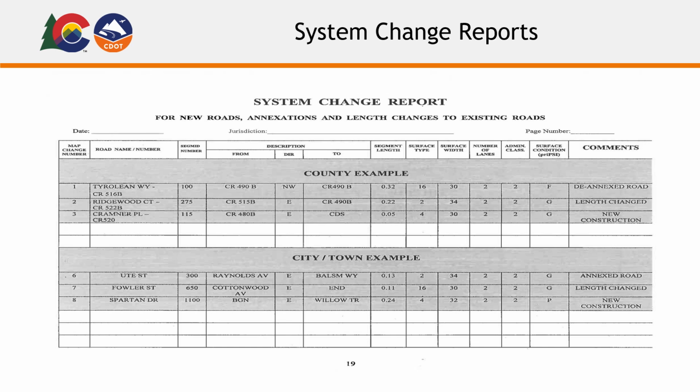This is an example of the systems change report. This is where you will list your major changes, including adding new road segments, abandoning roads, annexes or de-annexes, and changes in length. Please complete each section of the form, including the map change number field and comments.